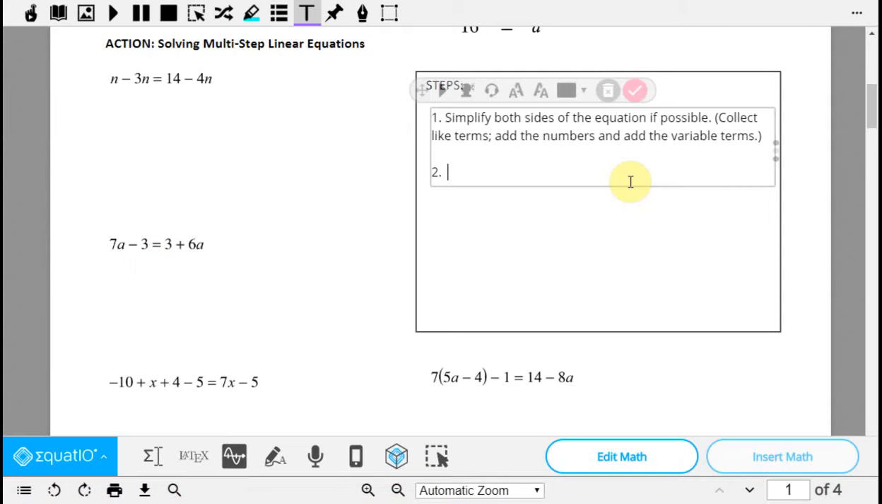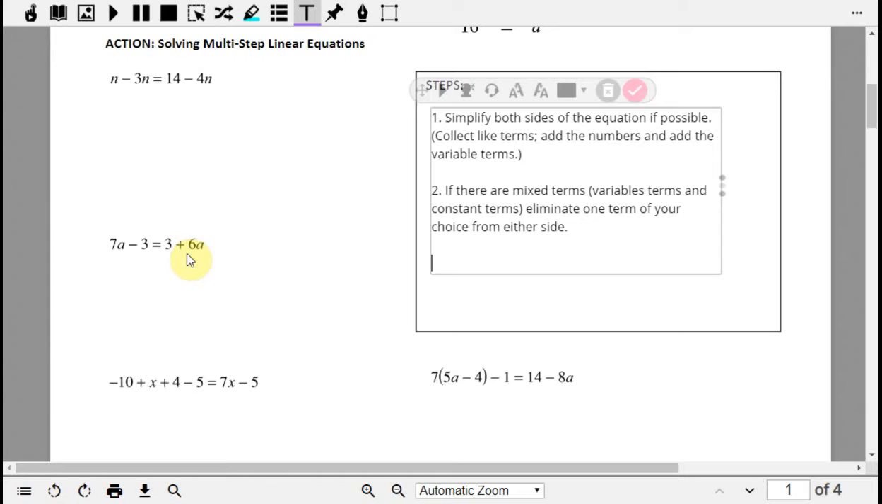So the next step, if there are mixed terms on both sides, eliminate one term of your choice from either side. Now, once you do that, you will have something where there is a single term on one side.